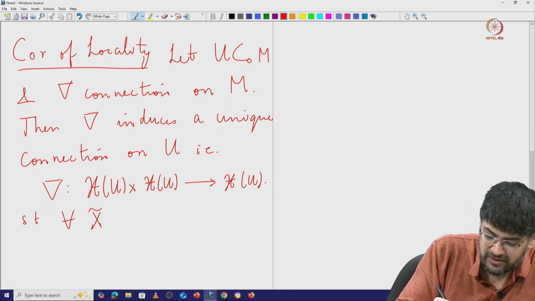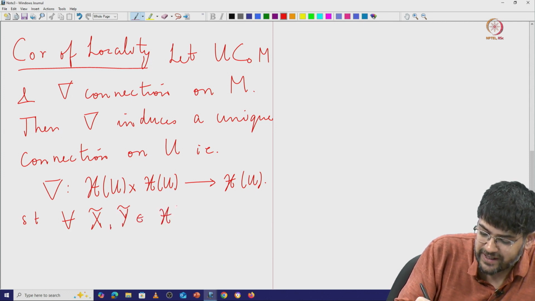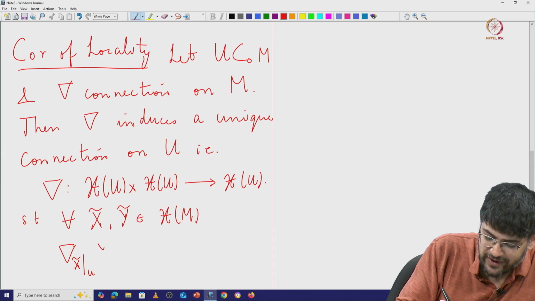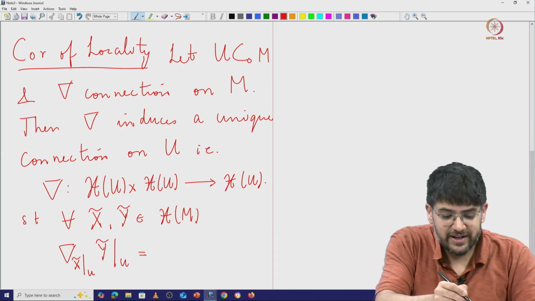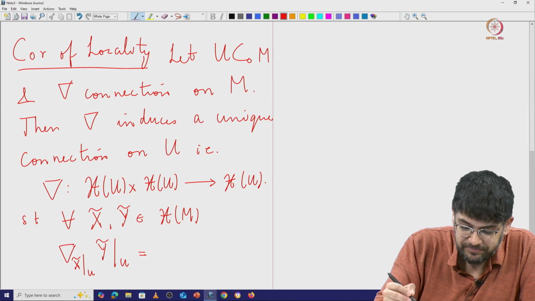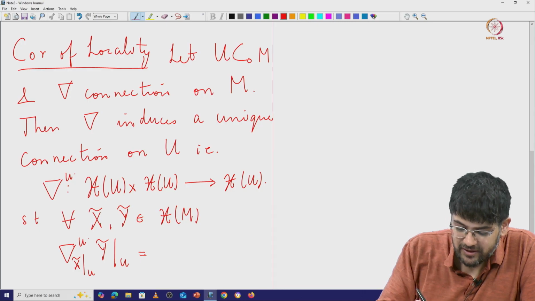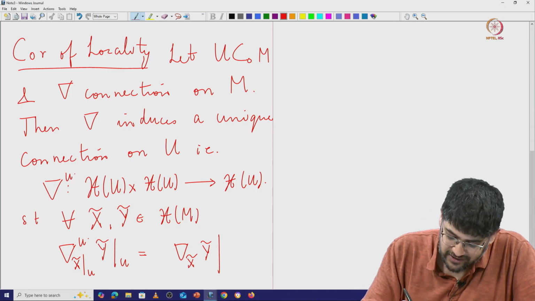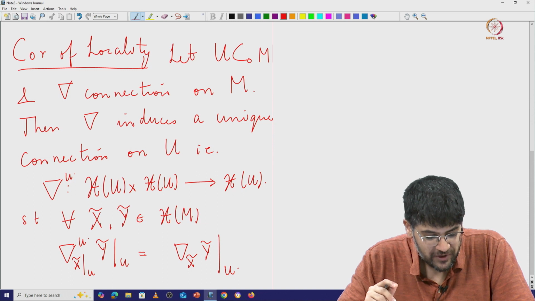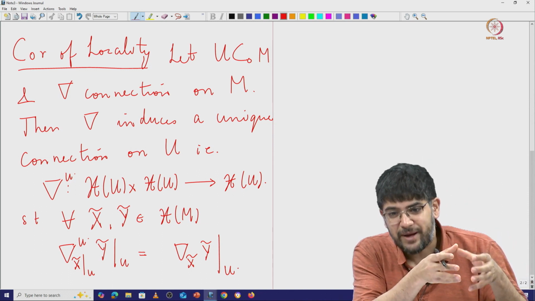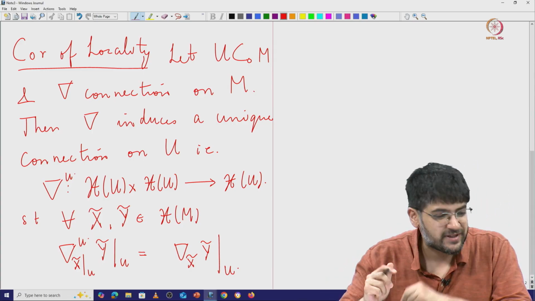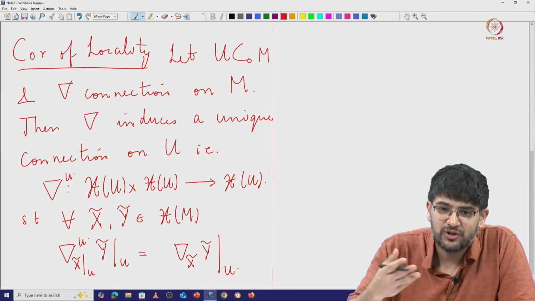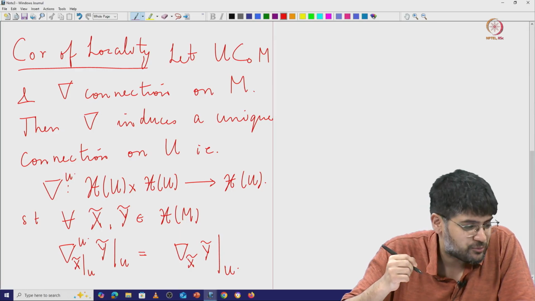such that for all vector fields on the entire manifold, if you restrict those vector fields to U, then this connection, which I'll denote by nabla^U, is simply: you take the original connection, apply it to Y tilde and X tilde, and restrict that result to U. So in other words, if you have a connection on M, you can restrict it to a connection on this open set U. And this restriction is well defined because of the first locality property.